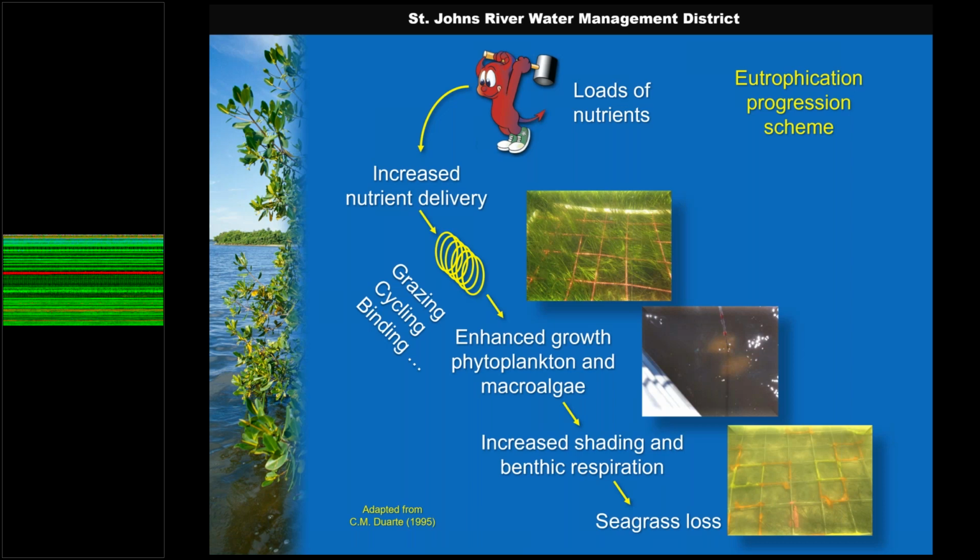Eventually, either the loads are too high or the shock absorbers in the system, one or more of them, give way, and you get enhanced growth of phytoplankton. That's where the lagoon went, and or macroalgae. Increased shading, increased benthic respiration typically, which means sulfide production in the sediments, and the seagrasses kind of get squeezed with low light and sulfide toxicity. And so there's a fairly rapid loss of seagrasses.